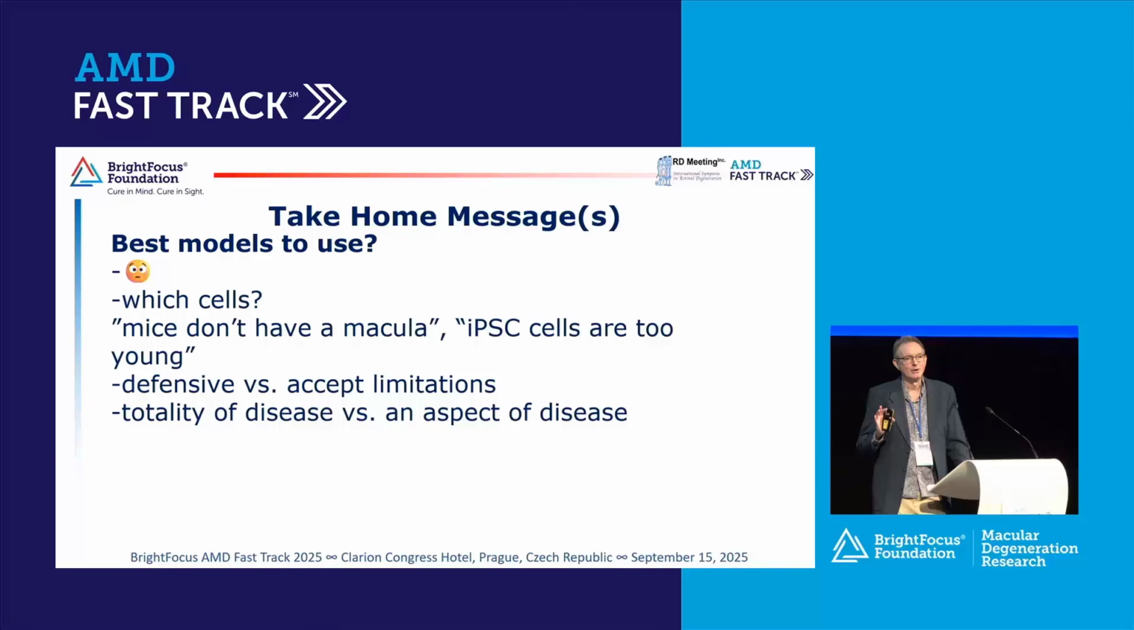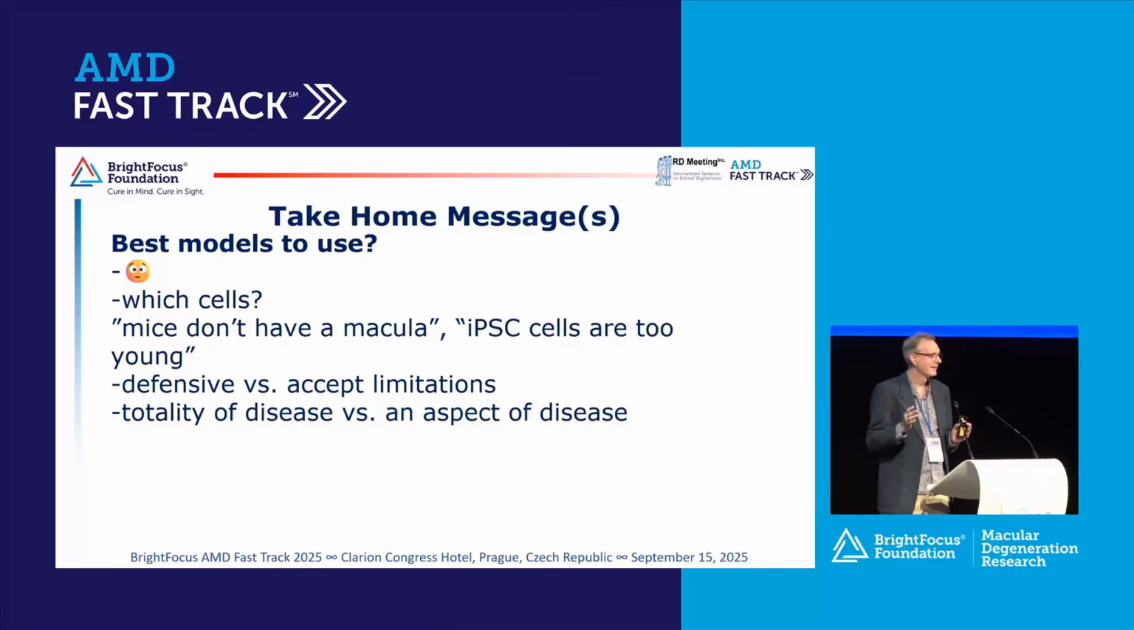I think you can use ARPE19 cells. You can use mice that don't have a macula. You can use iPS cells that are immature and everything. We have to use these models, because the only way not to use these is not to do anything, and that's not the right answer. So to me, the issue is that you want to accept the limitations of your model, and be thoughtful about it and show the reviewer that you've thought about it.